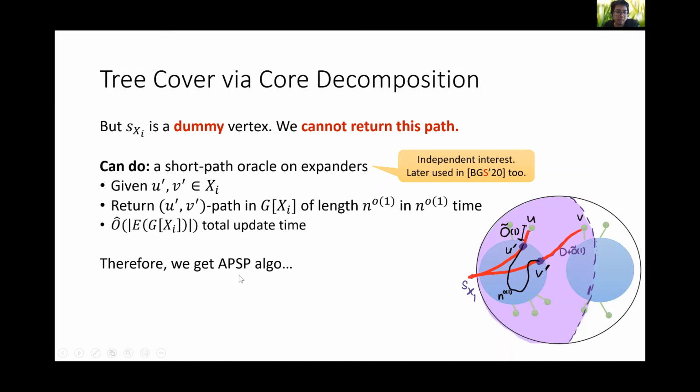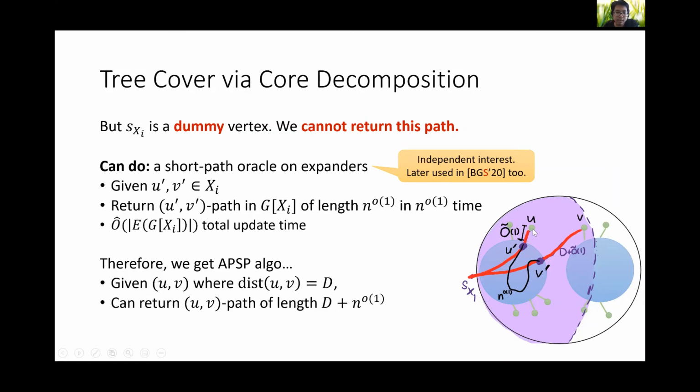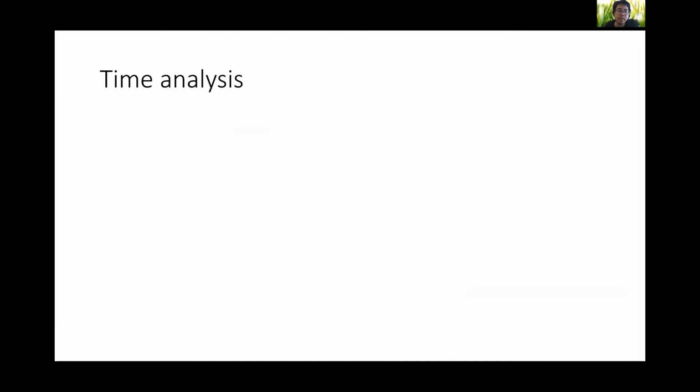But once you have this, you do get an APSP algorithm. The reason is, once you are given any pair U and V that have distance around D, you just return this path: the red part here, connected with the black part by the oracle, and the red part here. And the length is like D plus something small. And this subpolynomial additive term explains why we have a subpolynomial additive approximation factor in our APSP algorithm. This is kind of the correctness of the algorithm.